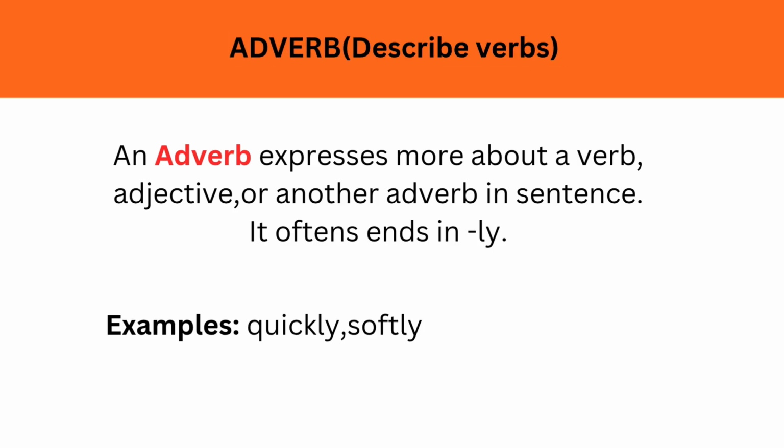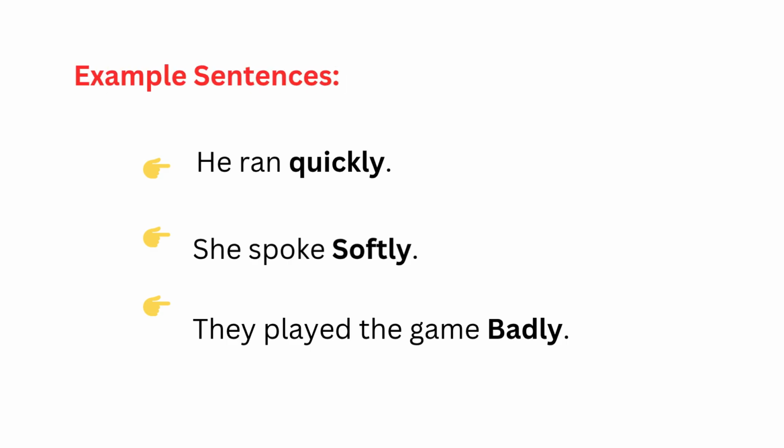Adverb. Describes verbs. An adverb expresses more about a verb, adjective, or another adverb in sentences. It often ends in ly. Examples are quickly, softly. Example sentences: He ran quickly. She spoke softly. They played the game badly.